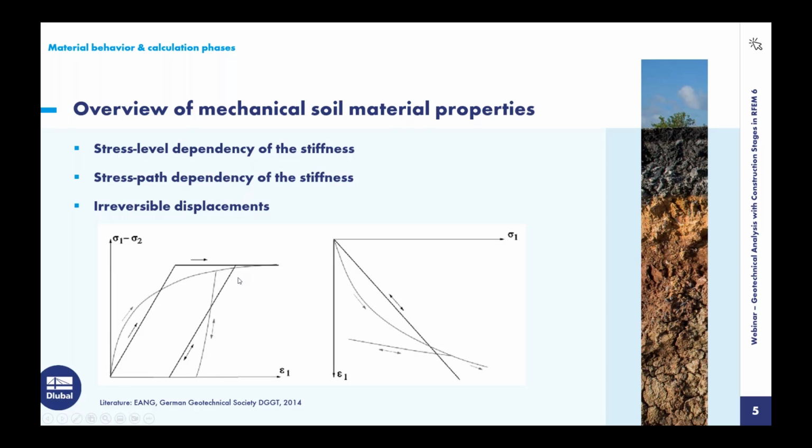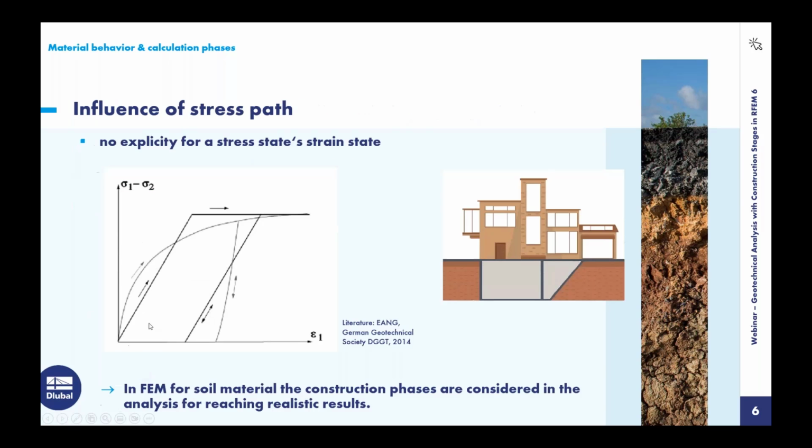Okay, so what follows from these properties is that we don't have an explicit strain state for a stress state. For one stress state, there is no clear, explicit strain state. Yes, and I want to show this with this graphic.